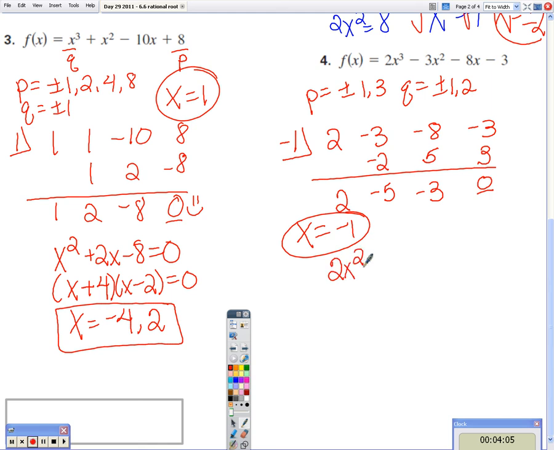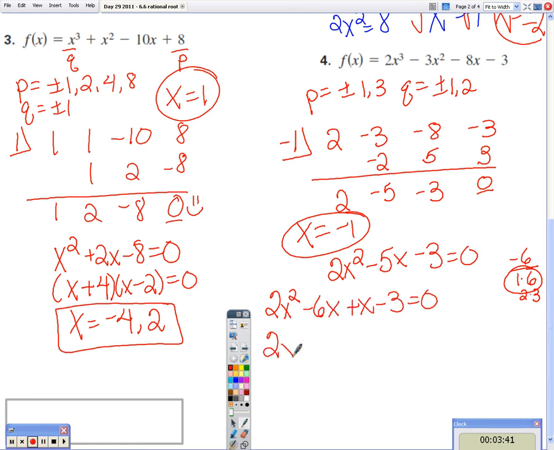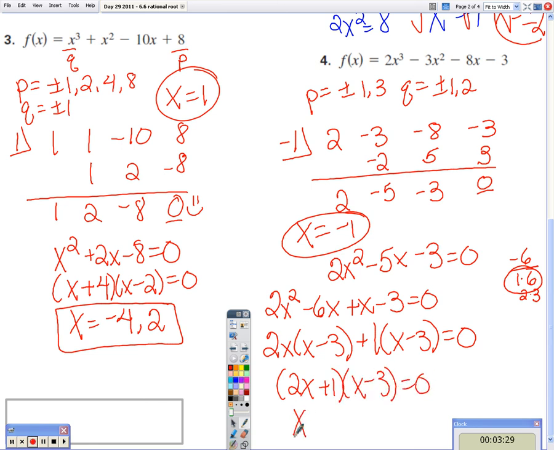And then we've got 2x squared minus 5x minus 3. And we can factor this by splitting the middle again. To get to a negative 6 and add to negative 5, I have to use 1 and 6. Factor out my greatest common factor. So x is negative 1/2 and x is 3 as my two other answers.